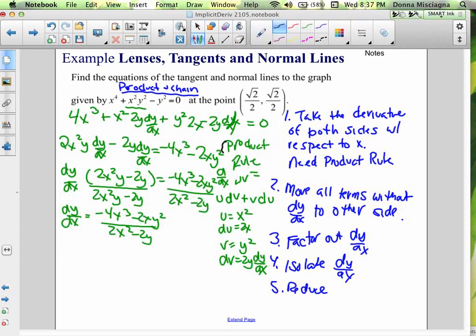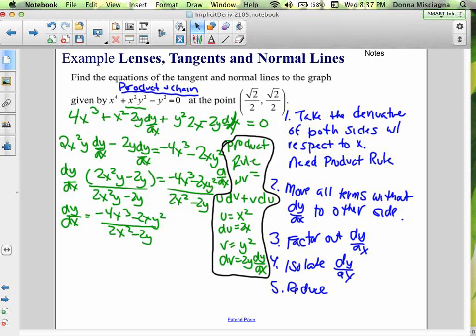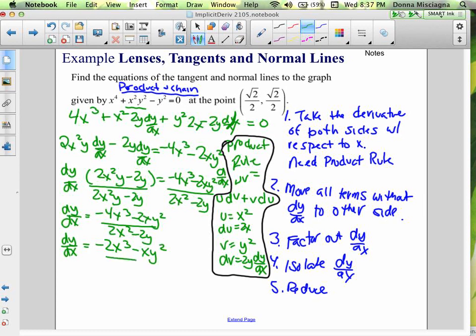If you're trying to read this and you're getting lost in the sea of green, there we go. There's the first part, where we were taking the derivative. If you notice, everything is divisible by 2, so let's divide by 2. This should be in reduced form. So dy dx equals negative 2x cubed minus xy squared divided by x squared y minus y.